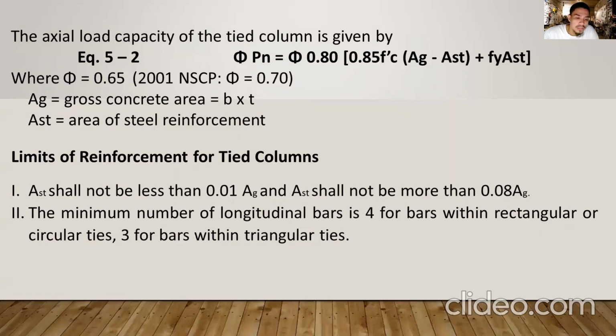Area of steel reinforcement shall not be less than 0.01 of the gross concrete area, and shall not be more than 0.08. So, it cannot go higher than 0.08 of the gross concrete area. Then, the minimum number of longitudinal bars is 4 for bars within rectangular or circular ties, and 3 for bars within triangular ties. That is the minimum number of bars standing in our column.